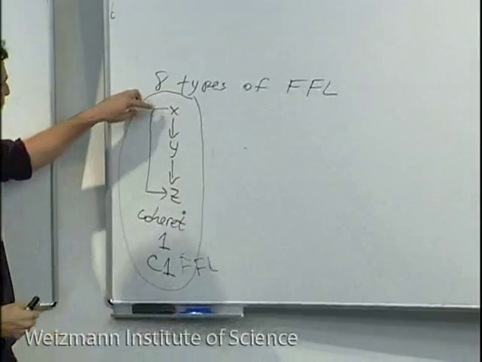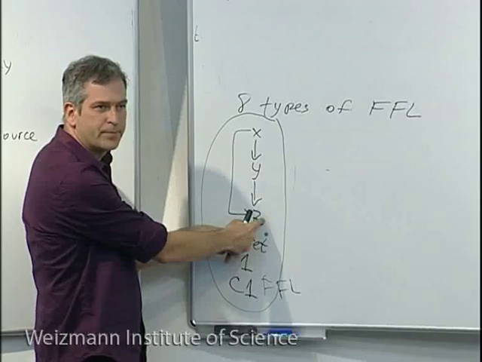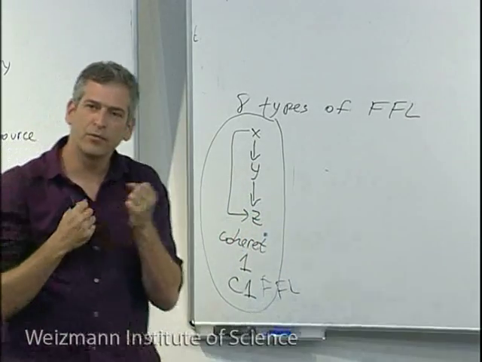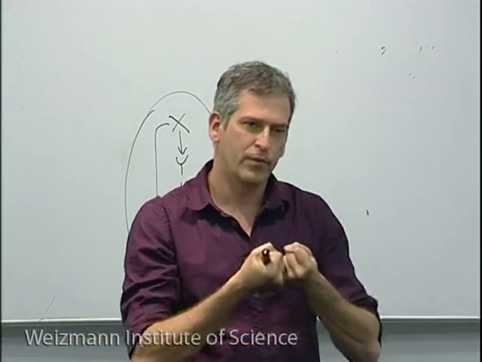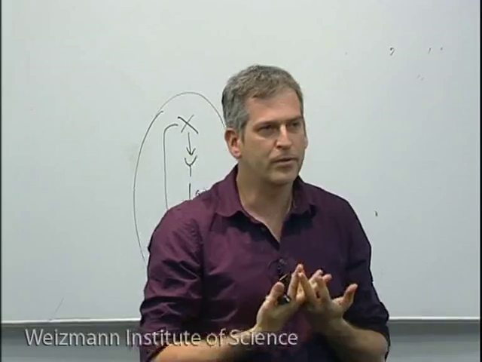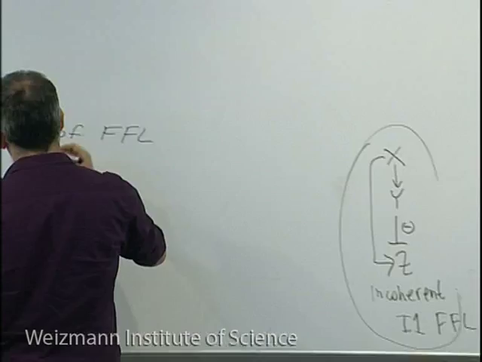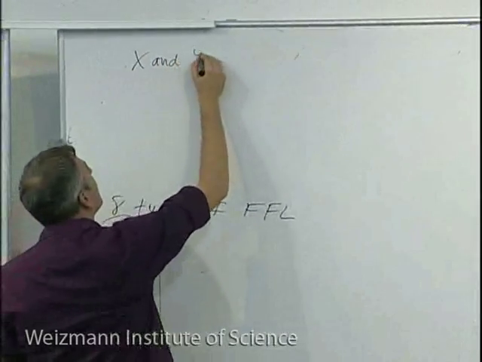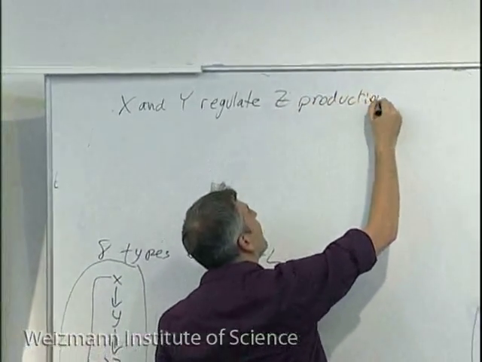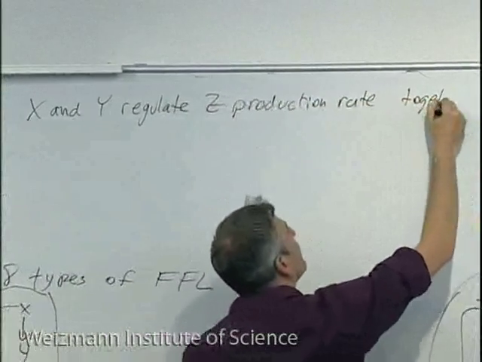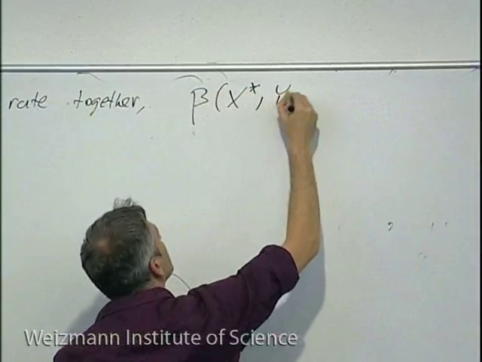You notice that in this circuit, there are two arrows that enter one gene. And that's interesting. That means two transcription factors need to regulate the production rate of Z. And this raises the question, how do they work together? So X and Y regulate Z production rate together, so that its production rate is a function of the active concentration of X and Y.